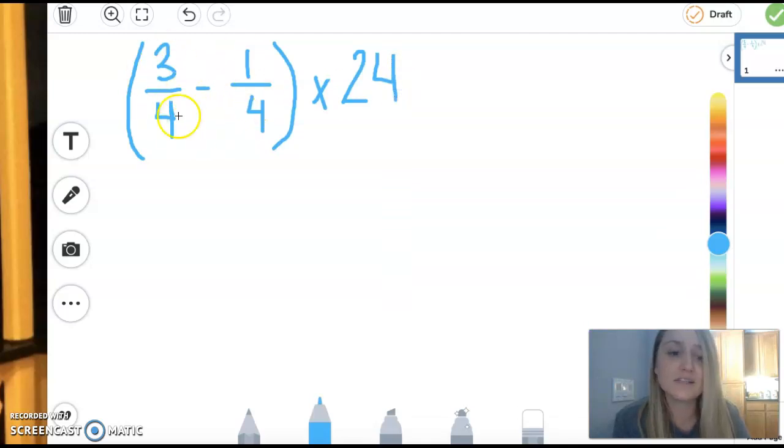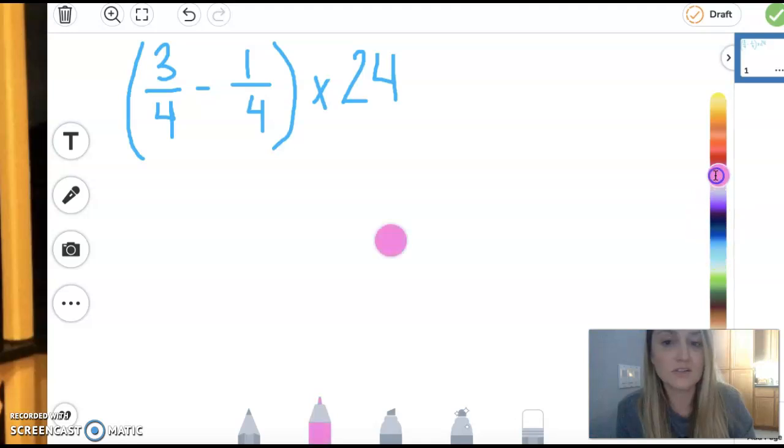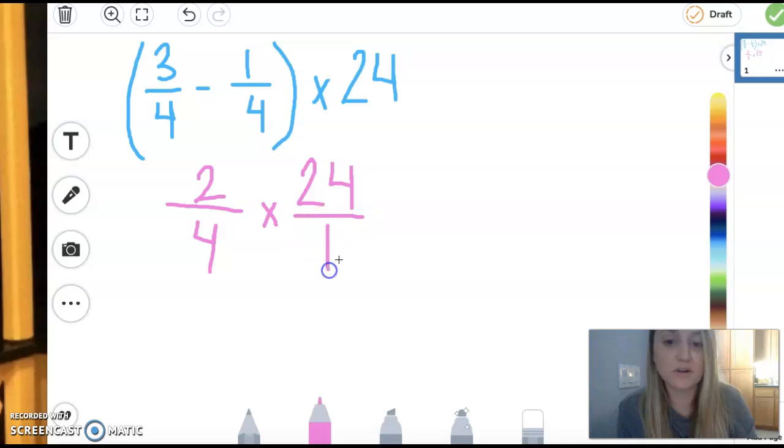For this one, if you remember, please excuse my dear Aunt Sally, this would be the part that we would have to do first right here. So first thing I would do is subtract 3 minus 1, and I would get 2. Okay, and then remember the denominator here stays the same. Then times 24. Now I'm going to put 24 over 1, because 24 over 1 is the same thing as saying whole number 24. Okay, I'm going to do my trick.